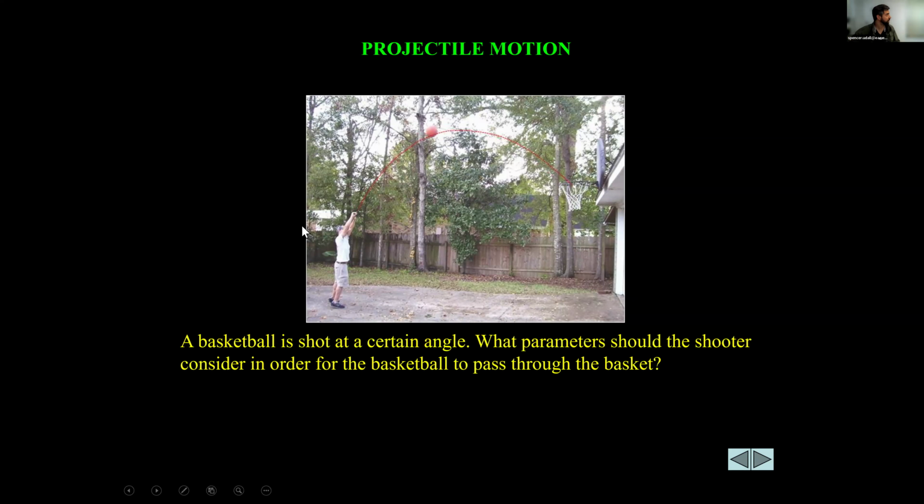So something like this, a basketball shot at a certain angle. He's got a certain release height. The basketball's at a certain height, or the hoop's at a certain height. He's shooting it at a certain angle. It's a certain distance from the hoop at a certain speed, right? What parameters should the shooter consider in order for the basketball to pass through the basket?